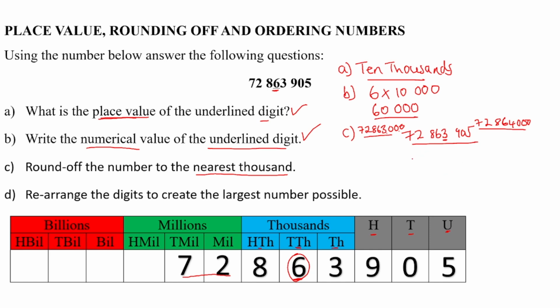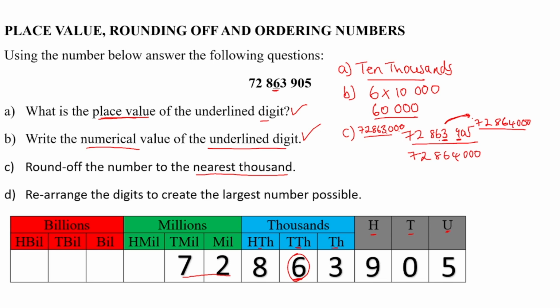You don't need to do a lot of things. Check the number to the right of your 1,000 in this case. Our 1,000 is 3. So the number to the right of 3 is 9. If this number is bigger than 5, we round up. And then if this number is less than 5, we round down. But 9 is bigger than 5, so we round up. So it means this number is nearer to 72,864,000.